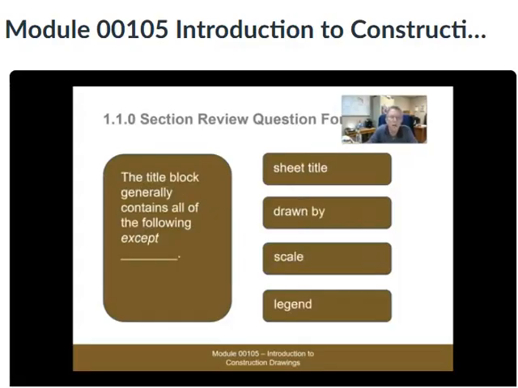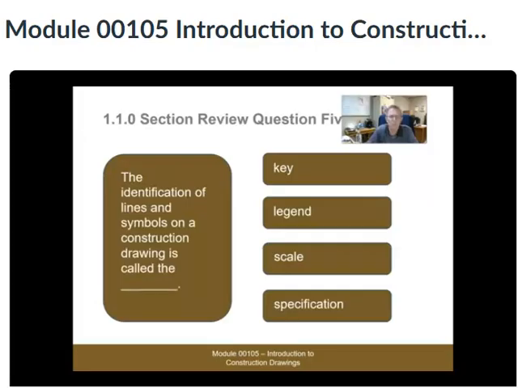It says the title block generally contains all of the following except sheet title, drawn by, scale, or legend. I'm going to say legend. The identification of lines and symbols in the construction drawing is called the key, the legend, the scale, or the specification. We're going to say the legend.